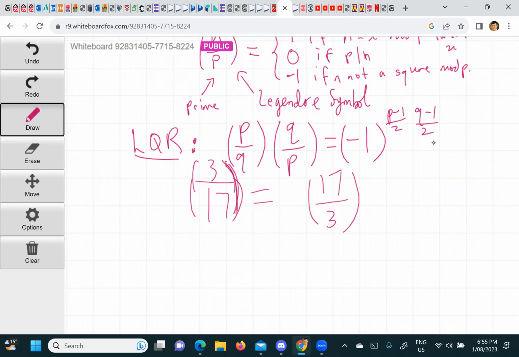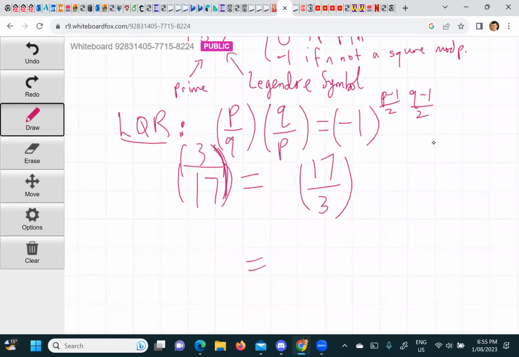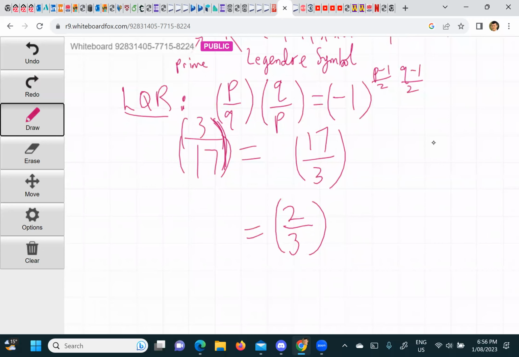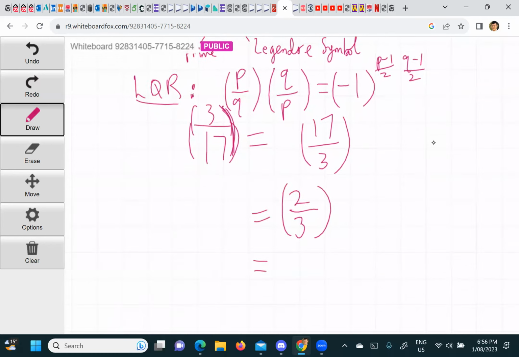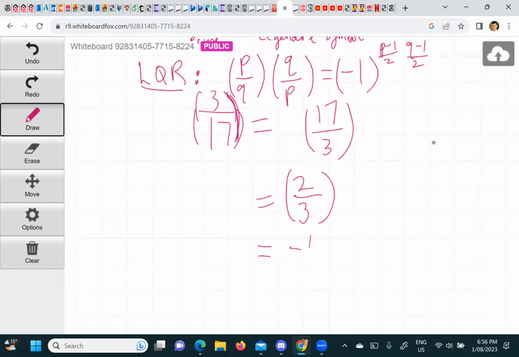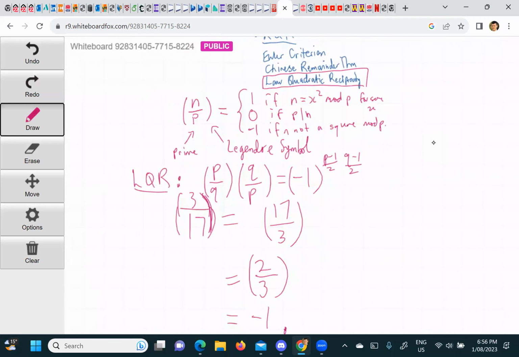Up to this sign change, right? Since p minus 1, so 3 minus 1 is 2, over 2 is just 1, so that's -1. And (17 minus 1)/2 is just 8, so the whole thing is +1, so there's no sign change. Then to do 17 mod 3, it's just 2, because 17 is equal to 2 mod 3. And it's easy to know whether 2 is a square mod 3, and it's not. The squares mod 3 are all 1 and 0.